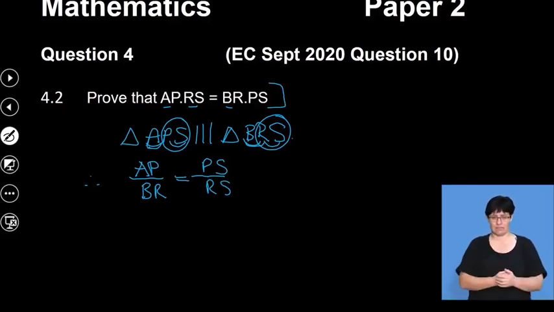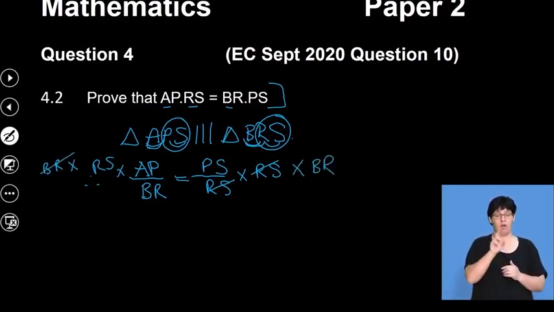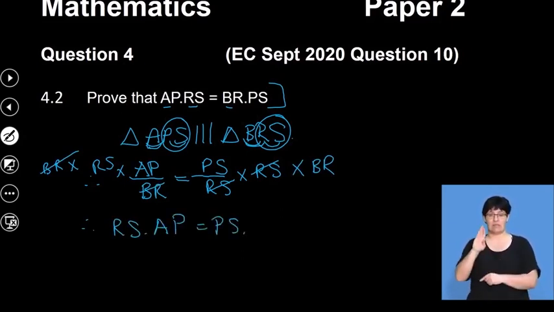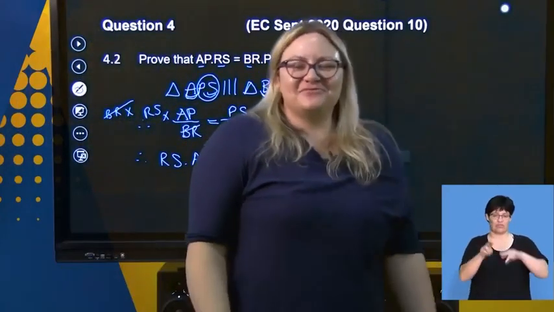It's really useful. Okay, and then all we need to do is multiply both sides by RS first. Okay, and then we can also multiply both sides by BR. So effectively, we're just eliminating both of those denominators there. So the BR cancels with that on the left. And then finally, we have RS times AP is equal to PS times BR, which is exactly what we were asked to prove.